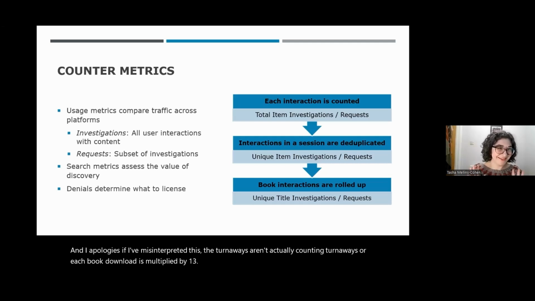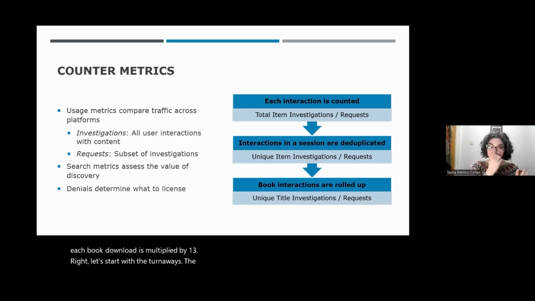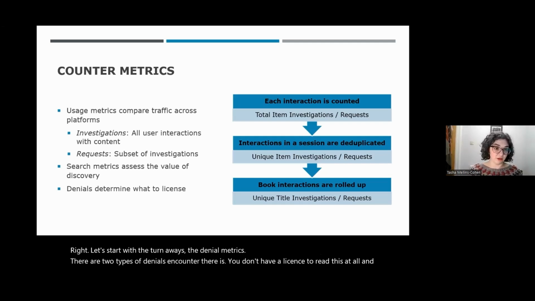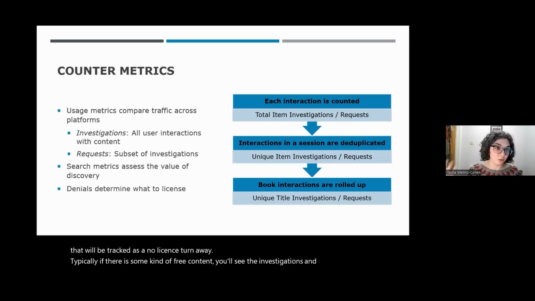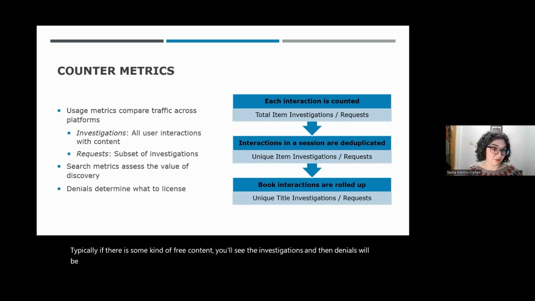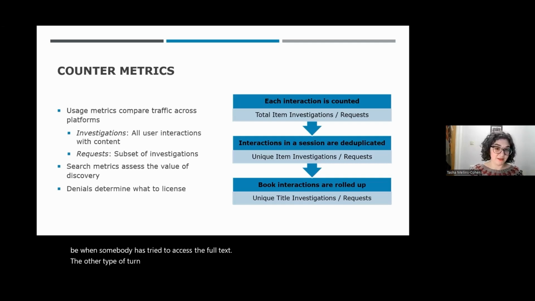Right. Let's start with the turnaways, the denial metrics. There are two types of denials in Counter. There is, you don't have a license to read this at all, and that will be tracked as a no license turnaway. Typically, if there is some kind of free content, you'll see the investigations, and then denials will be when somebody has tried to access the full text. The other type of turnaway that you might have is limit exceeded, and that's where you've got a concurrency cap. So you can only have, say, 10 users.